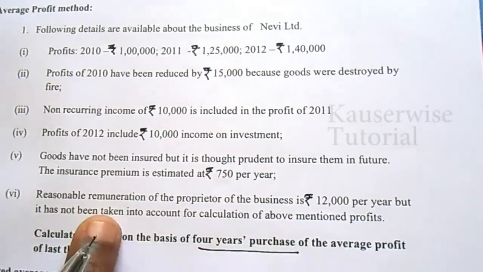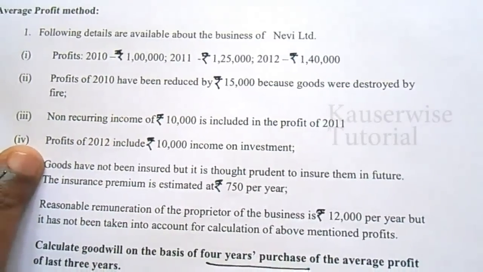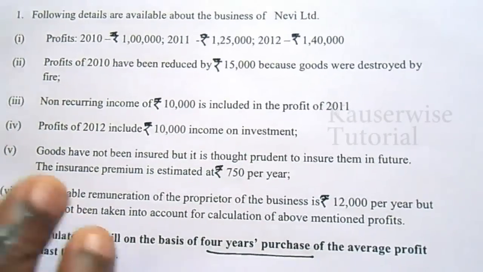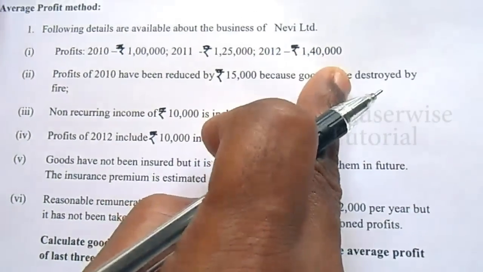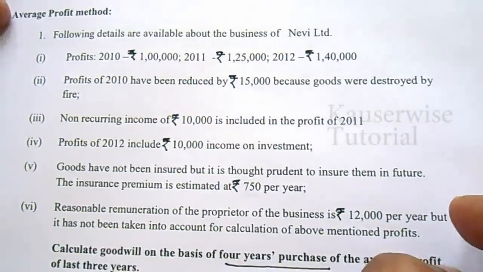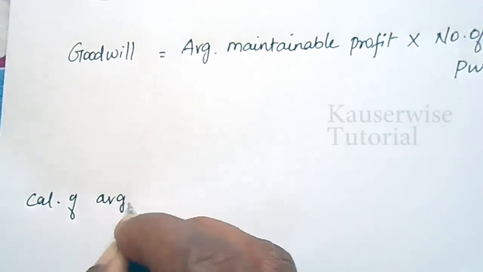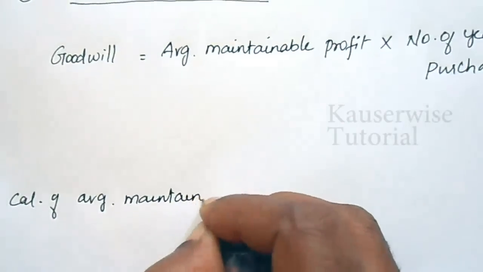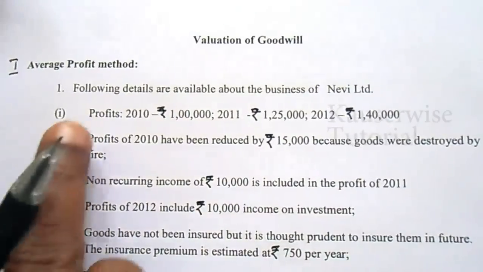But in this problem we have some adjustments regarding non-recurring income and non-recurring expense. If there is any non-recurring income or expense, that will be adjusted with the profit in order to find out the average maintainable profit. Calculation of average maintainable profit. Look at the problem.